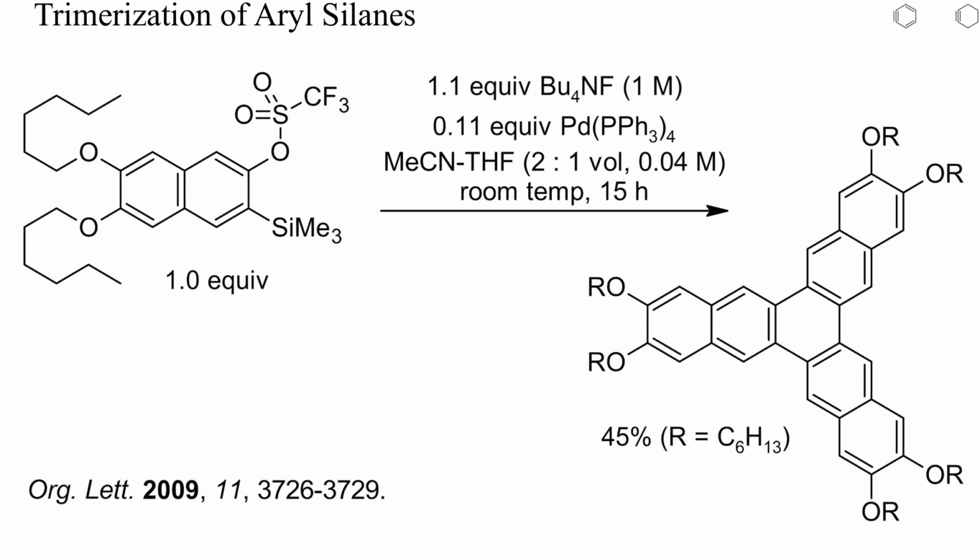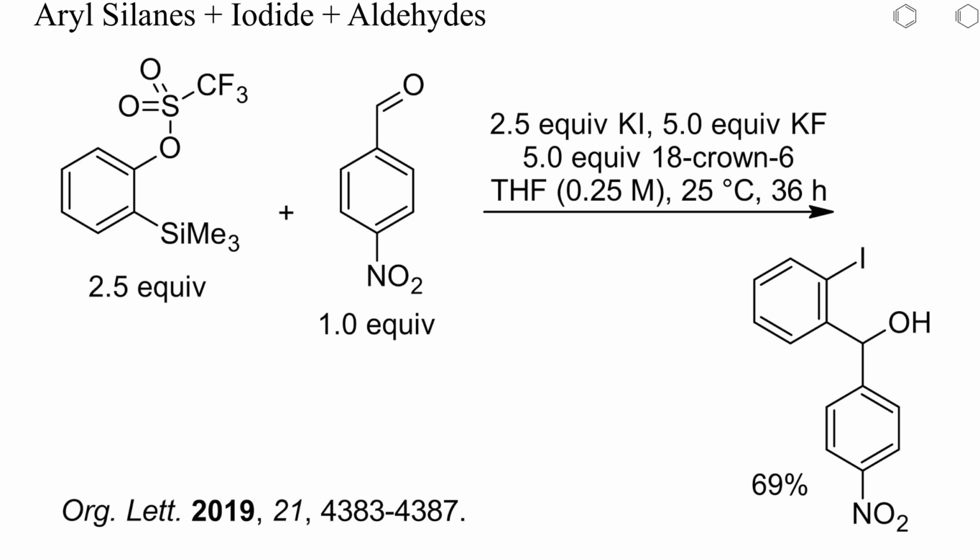This is an example of palladium-catalyzed aryne trimerization. Like in the previous example, the aryne precursor was an aryl silane with a good leaving group, triflate in this case. Iodide can add to arynes and yield two metallated iodoarenes, which may be trapped by various electrophiles. Here the intermediate anion reacted with 4-nitrobenzaldehyde to the expected secondary alcohol.